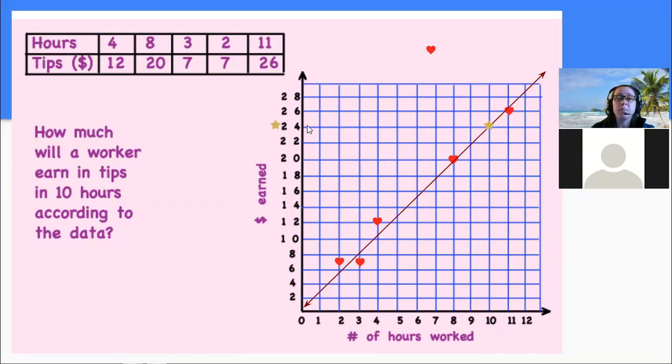What do you guys think? How much in tips will that person earn according to the data? If you go to 10 for hours worked and go up to the line, what is the line predicting? $24. Yeah, the line is predicting that that person will earn $24 just because that's where it hits the line. It might not happen. It's a prediction, but it's still there.